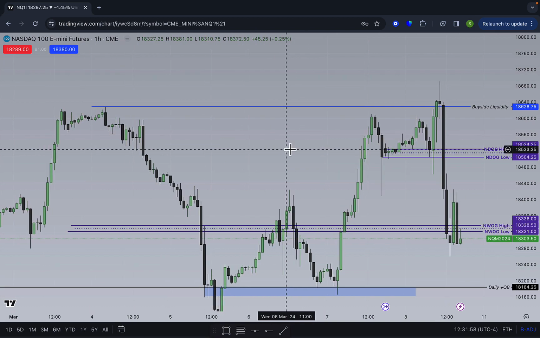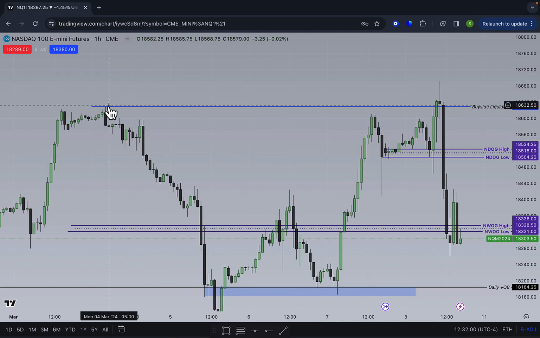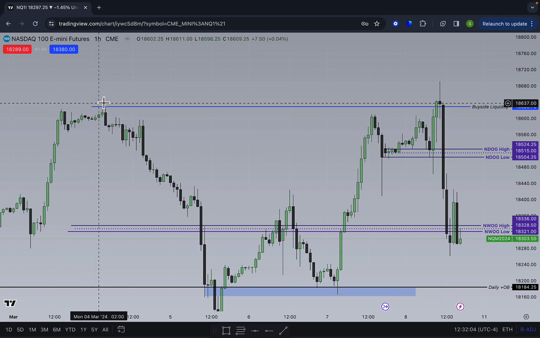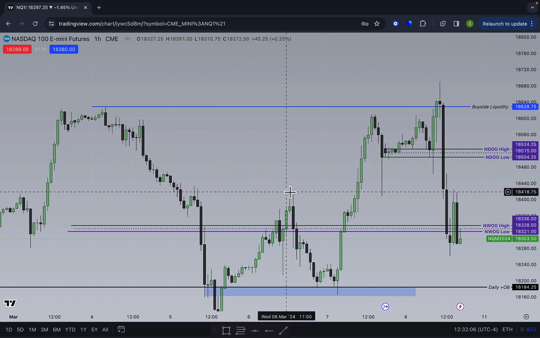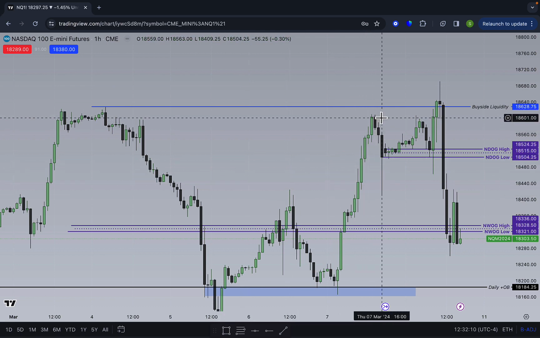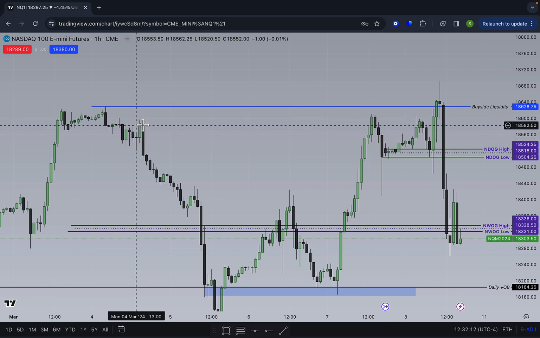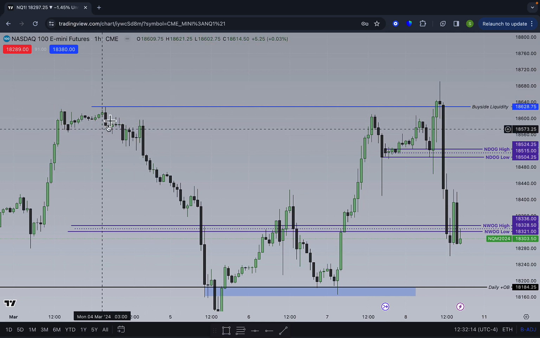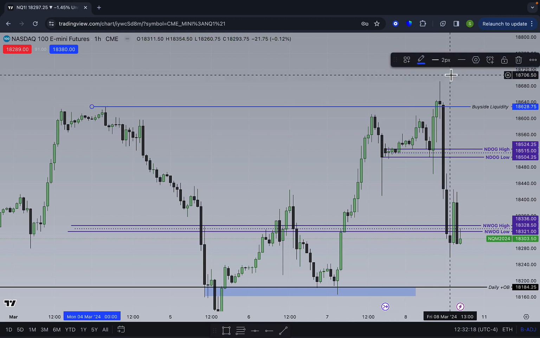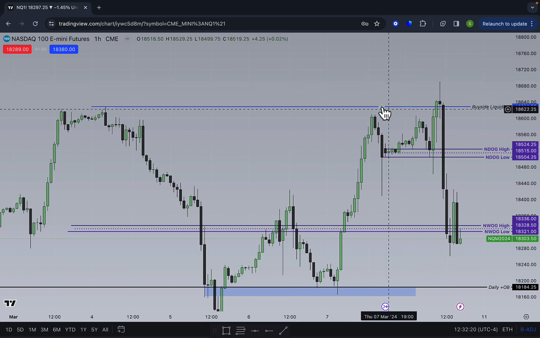Alright, so there is our buy side liquidity there, these relatively equal highs. We just go with the higher one there. You see we bump up, we take out this set of highs, but obviously the larger liquidity pool of buy side is here. I'll leave it like that.